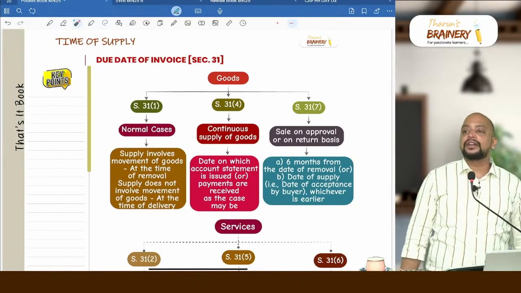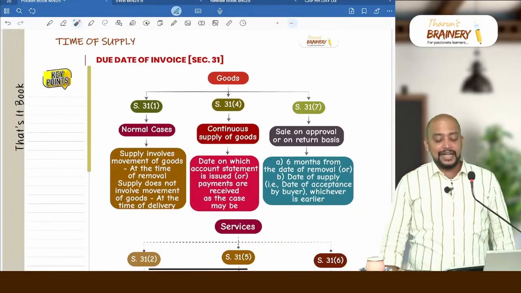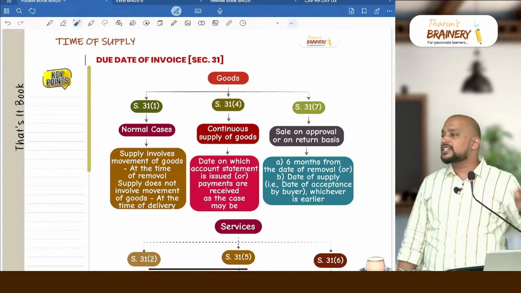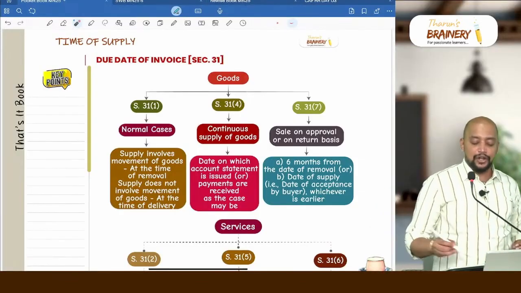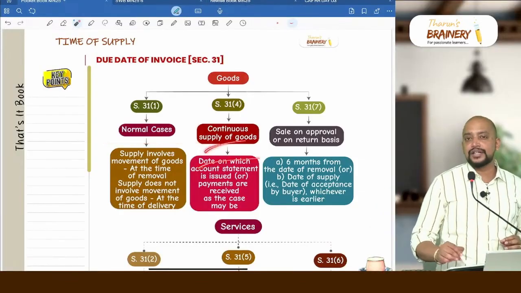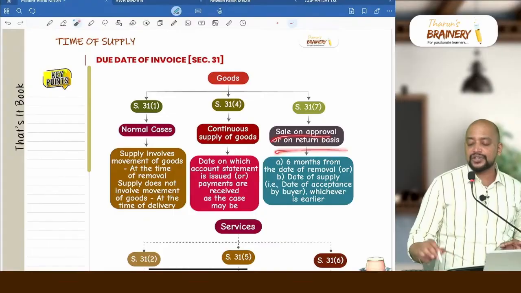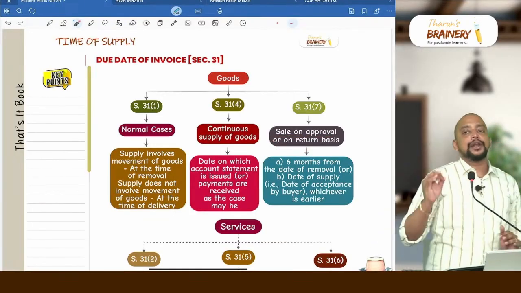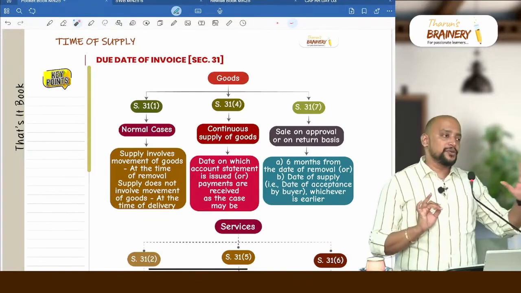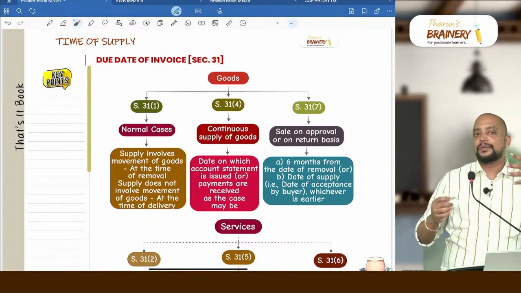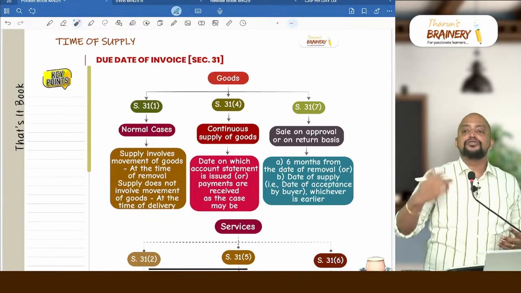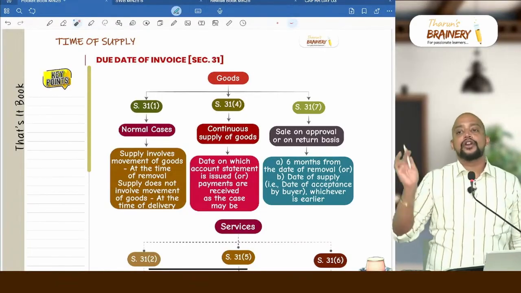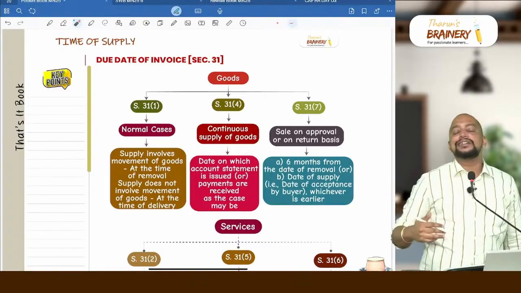In that section 31, we have total 6 subsections. In that 31, subsection 1, subsection 4 and subsection 7 are for goods. Subsection 1 is applicable in normal cases, and subsection 4 is in case of continuous supply of goods. Subsection 7 is sale on approval or on return basis. First you need to see sale on approval or return basis, you need to check. Suppose if it is given in the question like sale on approval, means the product will be delivered, and if you like you will accept, otherwise you will return. So that is sale on approval or on return. So only when you accept, it is considered as sale.